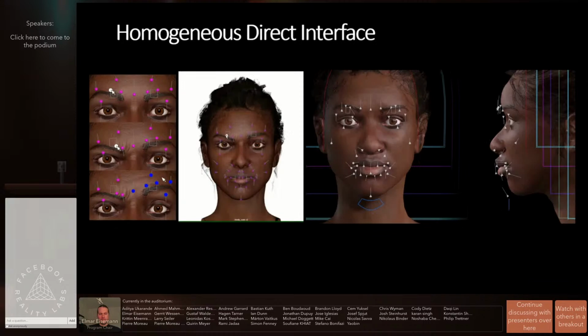Optimizing these objectives mathematically produces layouts that match user expectations and enable a homogeneous interface where the face can be controlled interchangeably by the user interface or by direct manipulation of the face, as seen here.